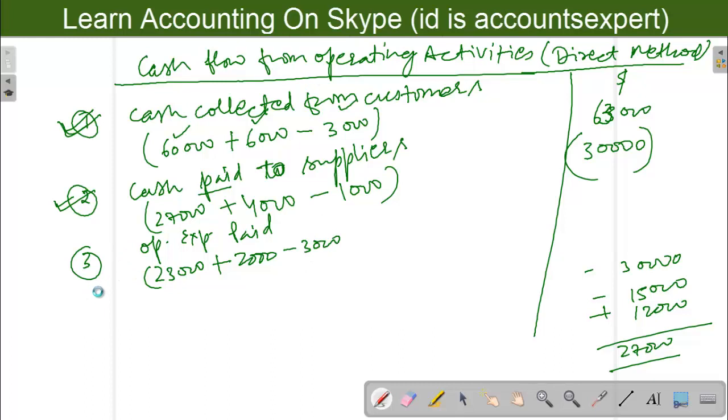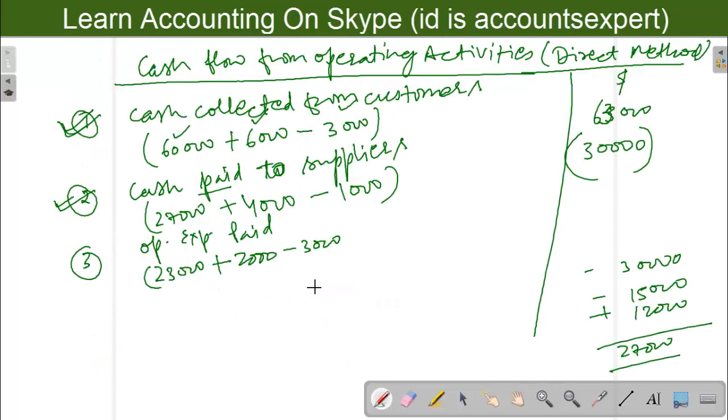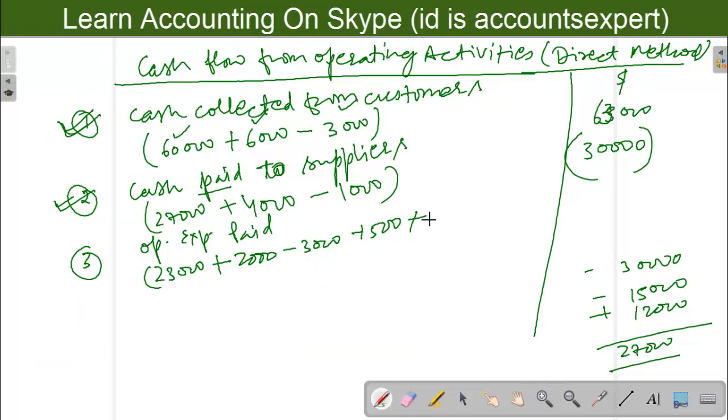Now is there any prepaid? Yes, see, prepaid salary is there. Opening is 1500, closing is 2000. So opening we will subtract and closing we will add. So opening 1500 we will subtract, and closing prepaid salary is 2000, so that we will add.